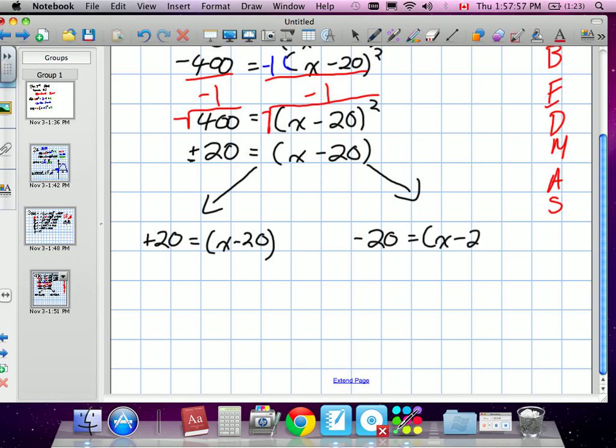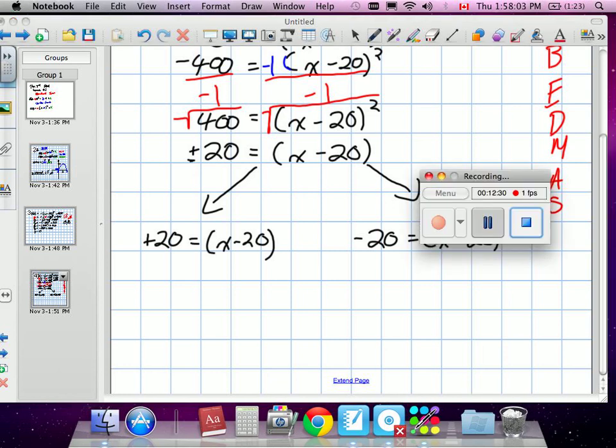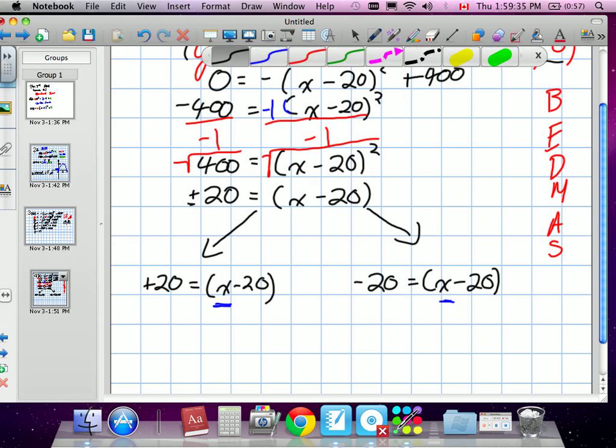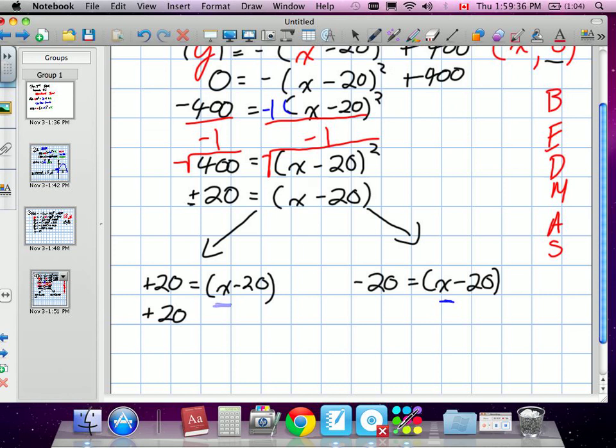Because there are 2 answers to 400. So we split this equation up, but we still need to isolate for x. Now these brackets are no longer important. There's nothing outside of them, so we're going to take them away. We still have positive 20 is equal to x minus 20, and we have negative 20 is equal to x minus 20. So we're working with 2 answers now.